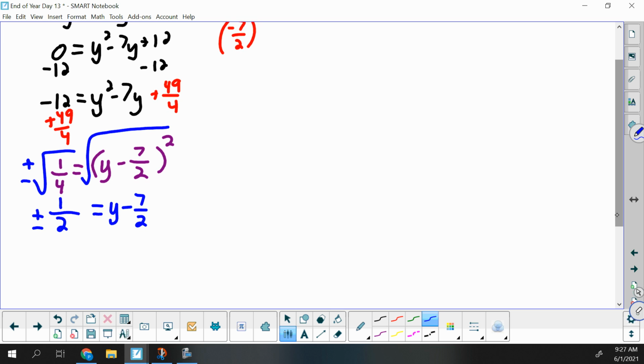So just like we finished the other ones, we can write two equations. Positive 1/2 equals y minus 7/2. And negative 1/2 equals y minus 7/2. We'll add the 7/2 over in each case.